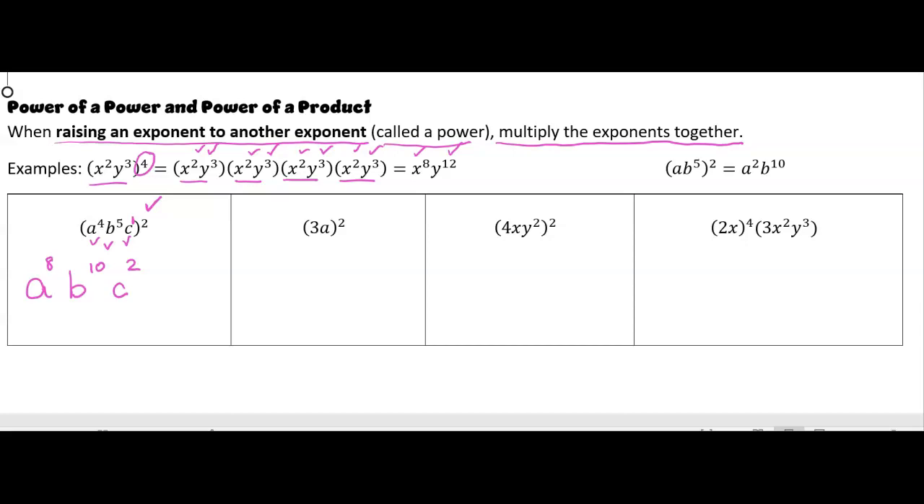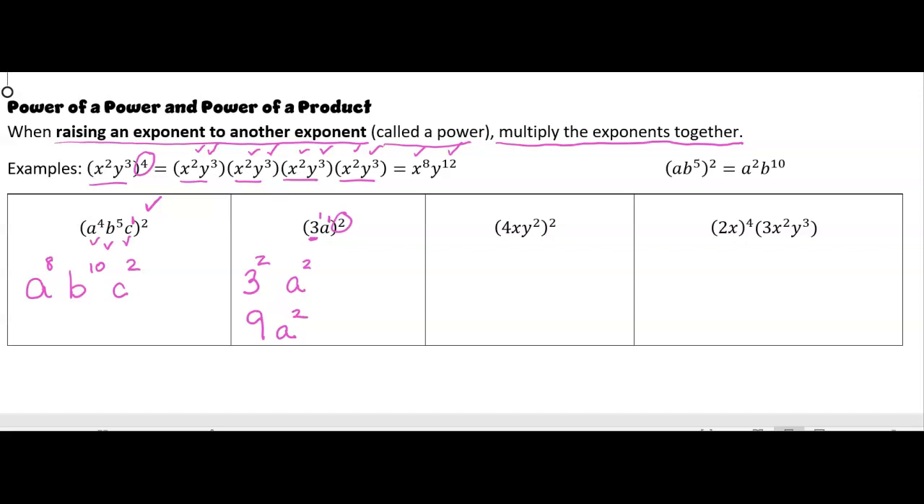Okay. When you have a whole number, like in the next one, you do 3 to the first to the second. You multiply your powers. So that would give you 3 to the second power. 3 times 3 is 9. And then this is a to the first to the second power. 1 times 2 is 2. So we would get 9a squared.